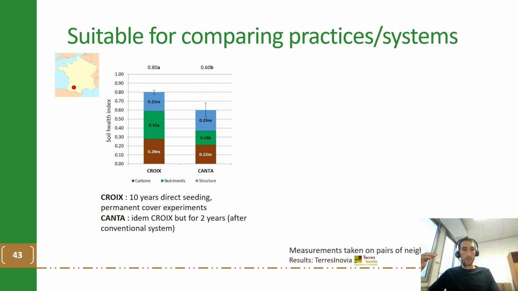From an overall point of view, the soil health index is significantly lower for Cantat, which made its transition 2 years ago, than for Croix, which has been in operation for 10 years. A closer look at the functions shows that only the nutrient cycle function is significantly lower for Cantat than for Croix.